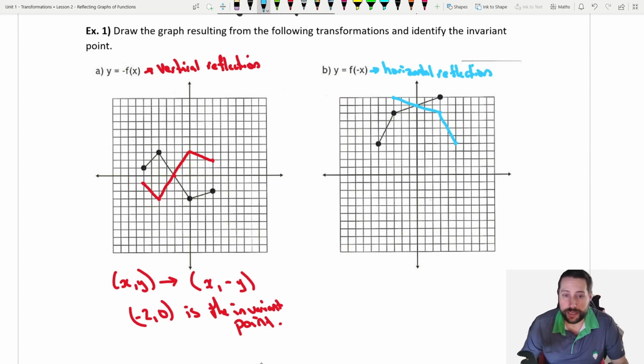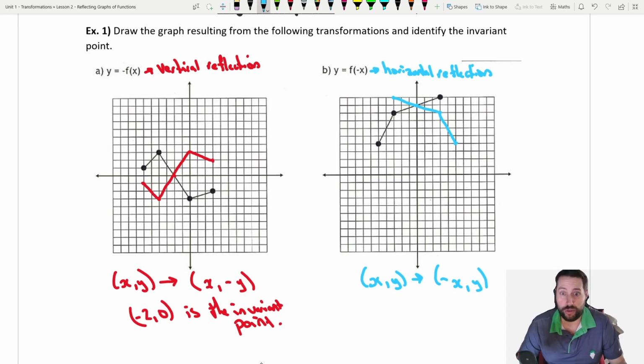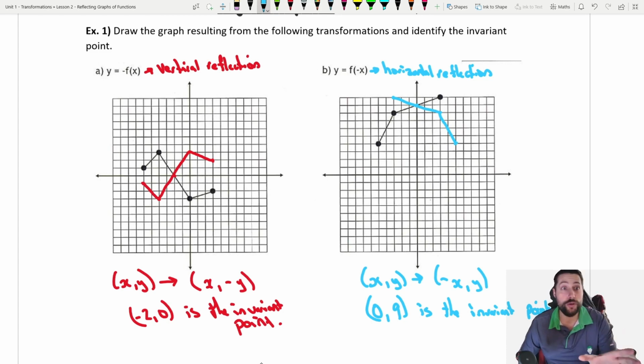So the invariant point, again, is x, y your original, but now it's going to be negative x and positive y in this case. That means it's the y-intercept that remains the same. So it's 0, and counting up, 9. So 0, 9 is the invariant point. All right, so that's how you would do a vertical reflection and a horizontal reflection.